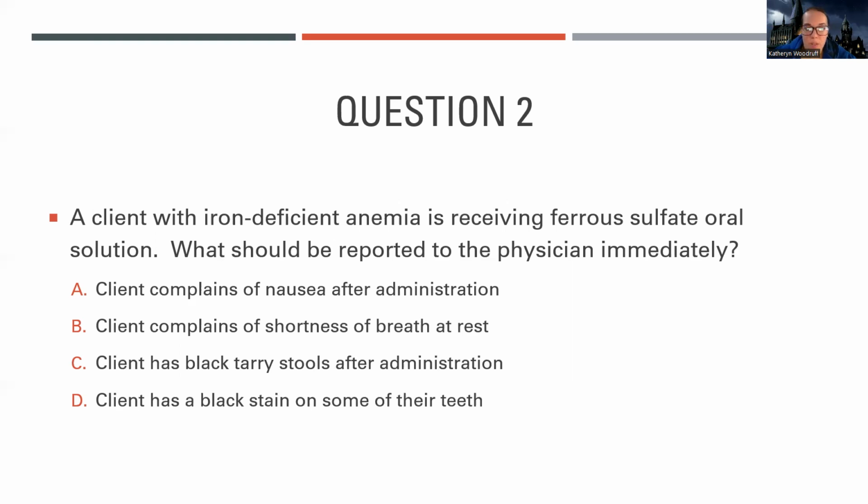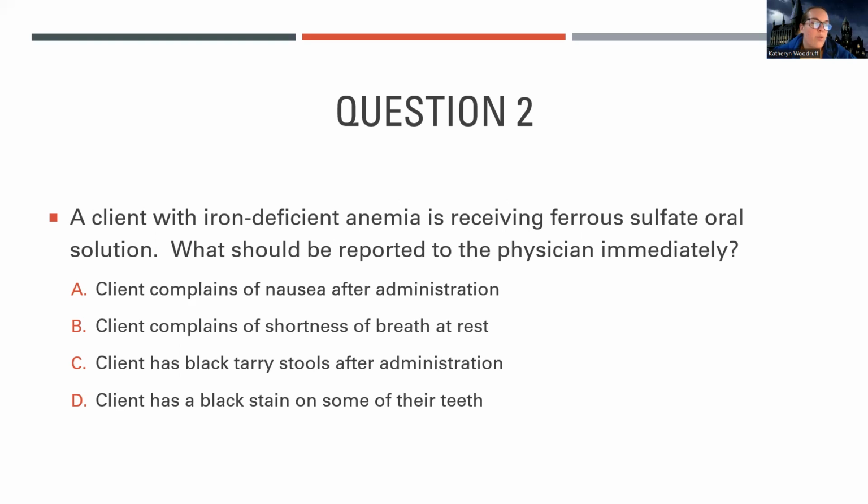Those are both expected. So I have A, C, and D, which are all expected things from getting ferrous sulfate. But B, if they're getting that ferrous sulfate, they should be improving, not getting worse. And shortness of breath at rest, that's usually a sign that their anemia may be pretty severe. And so we'll definitely want to check a hemoglobin and get some orders done. If nothing else, they may need some oxygen therapy, etc. So we'll definitely want to intervene in that.